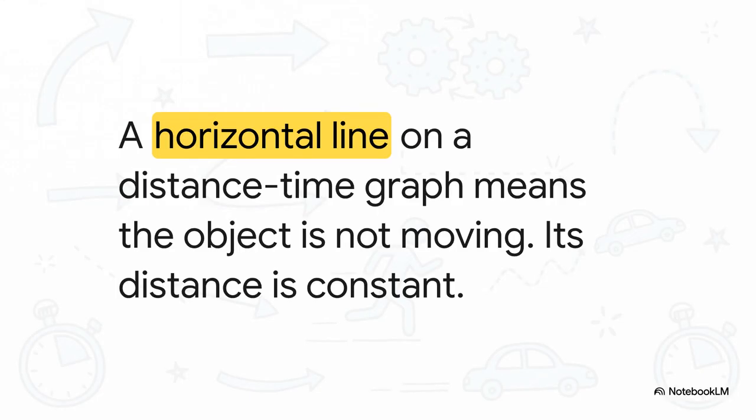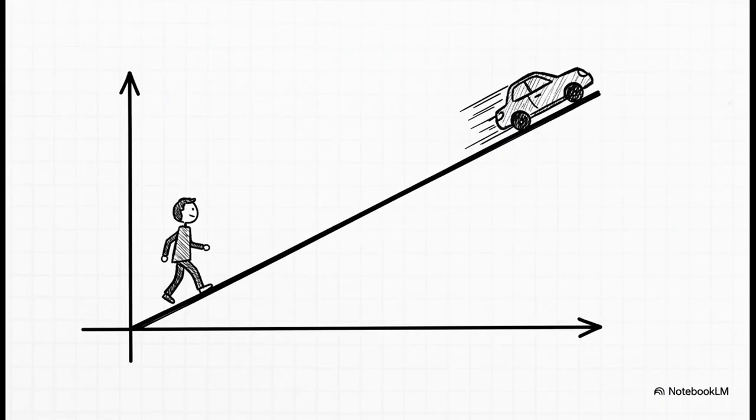If you see a totally flat, horizontal line, what do you think that means? Well, it means time is ticking by, but the distance isn't changing at all. So the object must be sitting still. It's at rest. Okay, so what if the line is straight but it's sloped? This means that for every second that passes, the object covers the same amount of distance. In other words, it's moving at a constant speed.